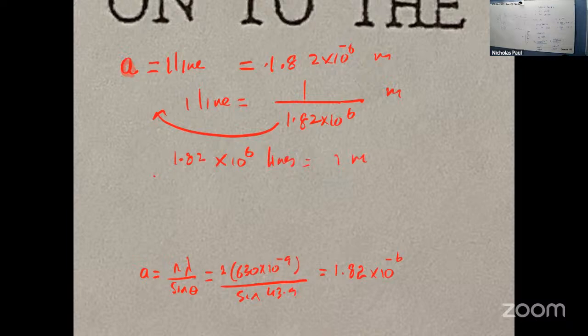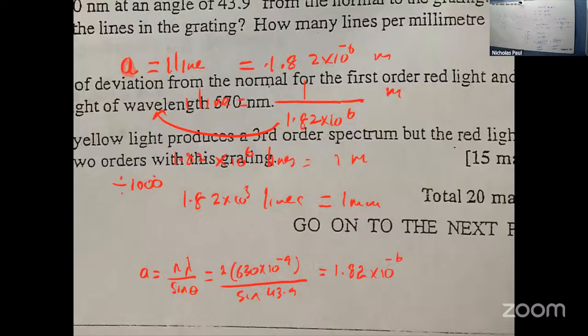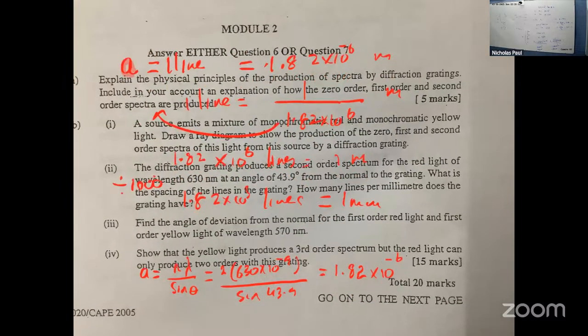Okay? And then they ask for the number of lines in a millimeter. So what do you do now? Do you multiply or divide? Divide. That'll be 1.82 by 10 to the 3. Right? You divide by 1,000 on both sides. Good job. Okay, nice. What's the next part? The next part is to find the angular deviation from the normal for the first order red and first order yellow.